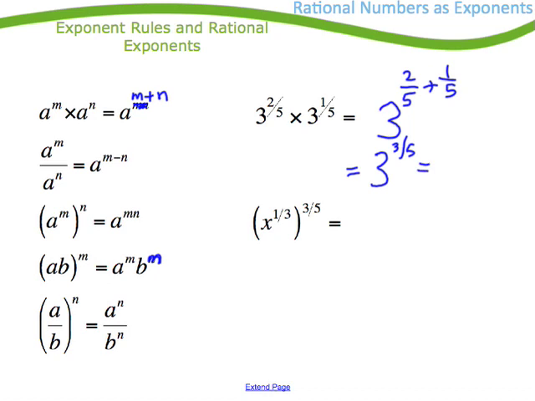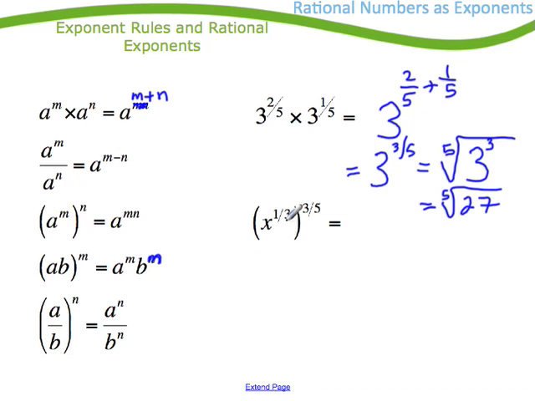Or I could rewrite it as a radical: the radicand is 3, the exponent is 3, and the index is 5. I could go further and say it's the 5th root of 3 cubed, which is 27. I could simplify it that far too.